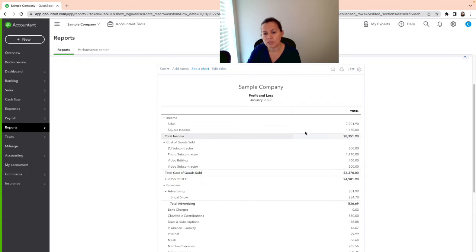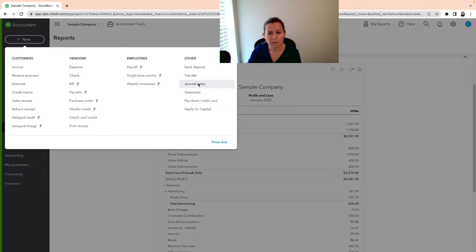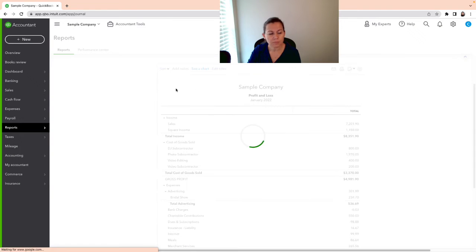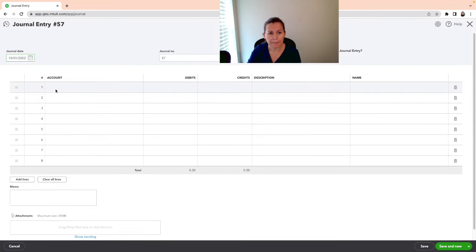So the next thing, once we know whatever is not correct, we're going to do a journal entry. On the left-hand side, click on the plus new, and then journal entry. And what we want here is to make sure that the date is correct. So like I said, usually I like to do it by month, to stay up to date with everything and to know what's going on month to month.